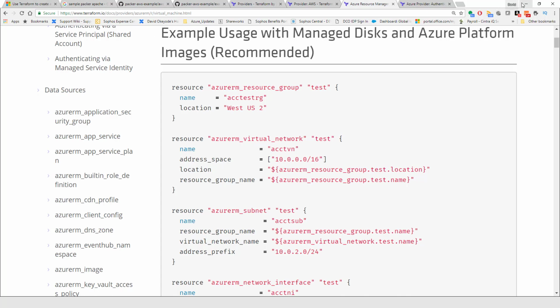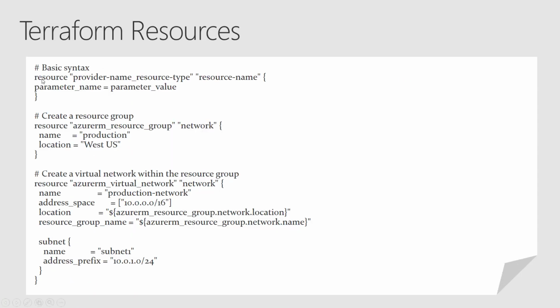AWS supports its own resources. The format of the resource is very simple. Provider name underscore resource type. For example, Azure Resource Group is azurerm, which is the provider name, resource group. Virtual network is azurerm underscore virtual network, and then the name of the resource that you're provisioning. So it goes in depth, and then you can do some really interesting things.